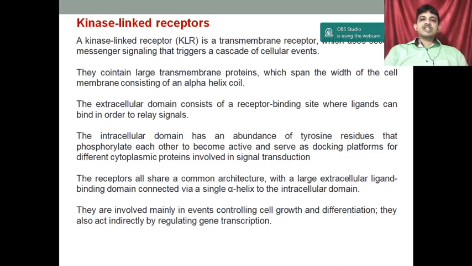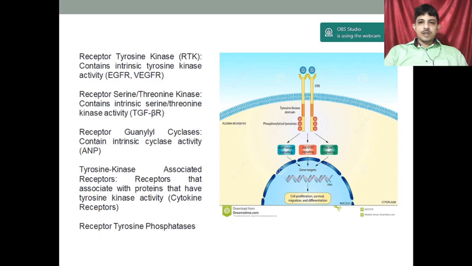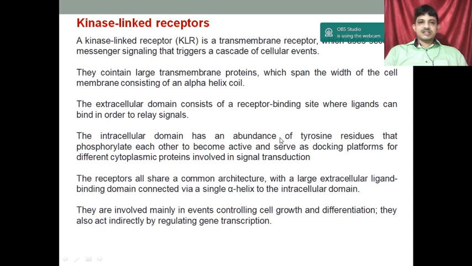Now, this particular type of receptor contains a large transmembrane protein which spans the width of the cell membrane, consisting of an alpha helical coil. We will discuss the alpha helix later. The extracellular domain of this membrane protein consists of the protein binding site, near the N terminal, where the ligands bind in order to relay the signal.